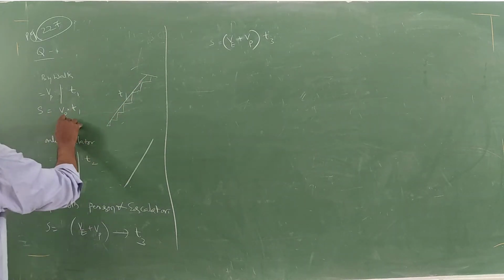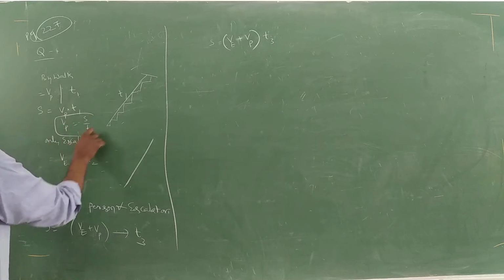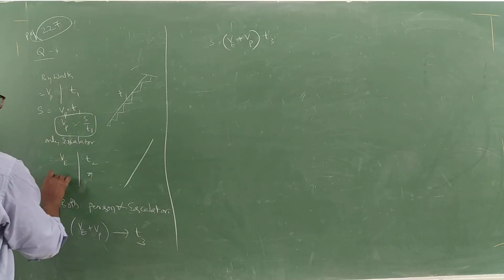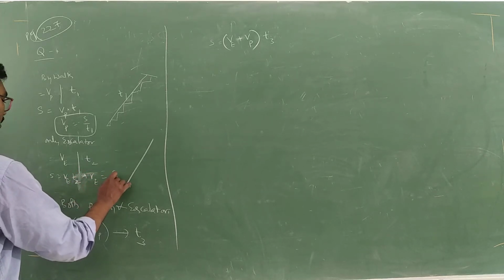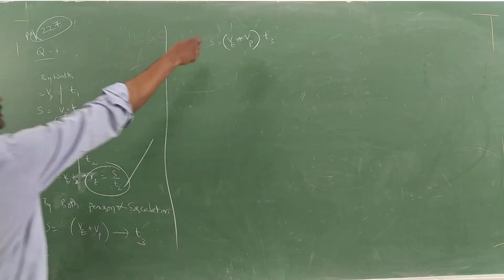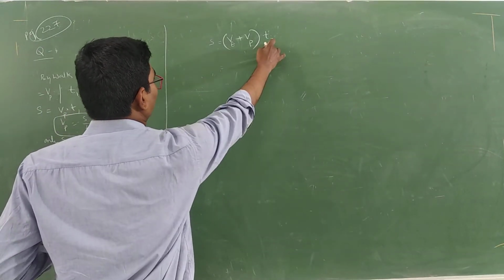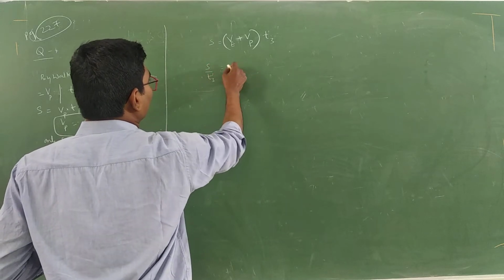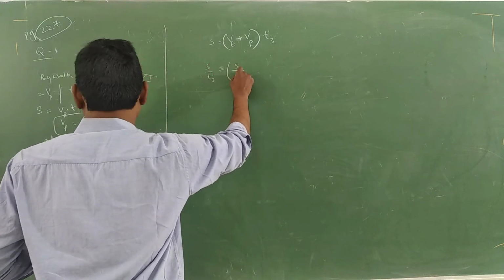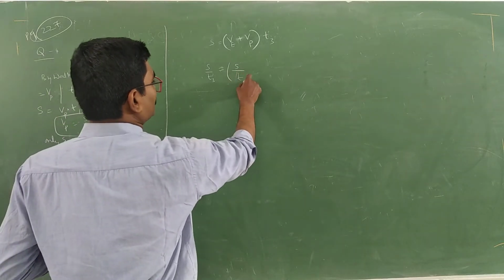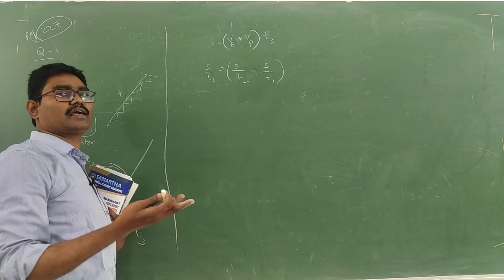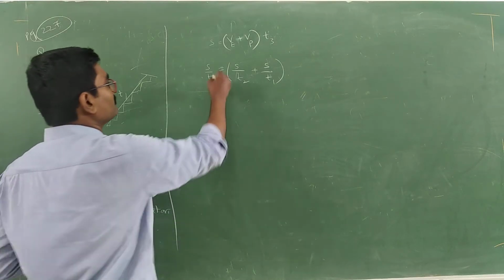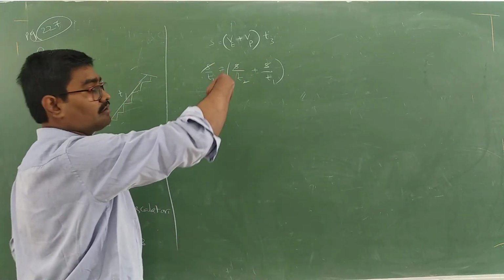What is VP? S by T1. Similarly, S is equal to VE into T2. So what is VE? S by T2. Replace here. S by T3 is equal to VE, which is S by T2, plus the person's S by T1. You can take S common and cancel. Now what do you get?